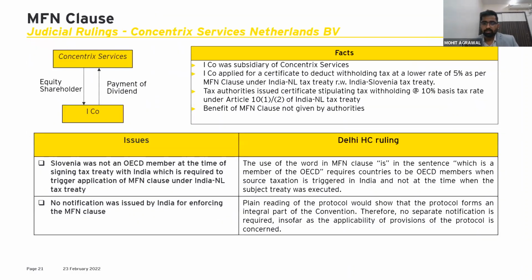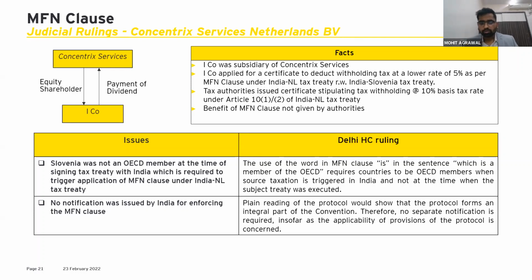If we move to the next slide, it is with respect to Concentric Services, wherein the Delhi High Court has given its ruling. Now, the facts of the case are like an Indian company, which is a subsidiary of a Netherlands-based Concentric Services, applied for a lower withholding tax certificate at 5%, thereby invoking the MFN benefit available in the India-Slovenia tax treaty. The tax authorities did not consider that MFN benefit, and they stipulated a tax of 10%, basis the tax rate available in the India-Netherlands tax treaty itself.